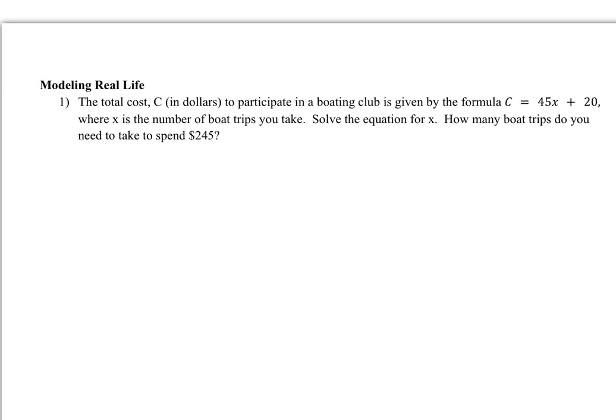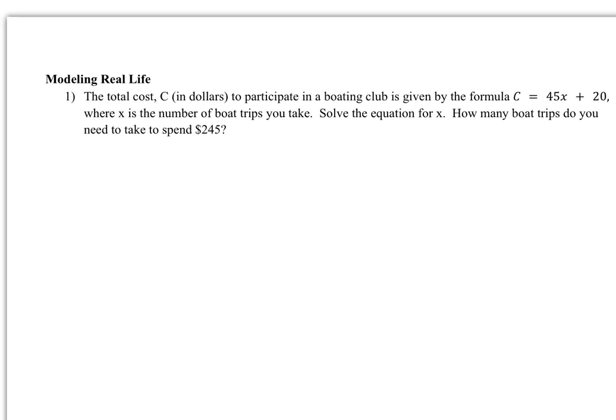It always looks scary, but I promise they're not so bad. All right, the total cost C in dollars to participate in a boating club is given by the formula. Anytime they give us a formula, a good indication, we should probably box it, and we're probably going to use it somehow. Then it says where X is the number of boat trips you take. Solve the equation for X. How many boat trips do you need to take to spend 245?